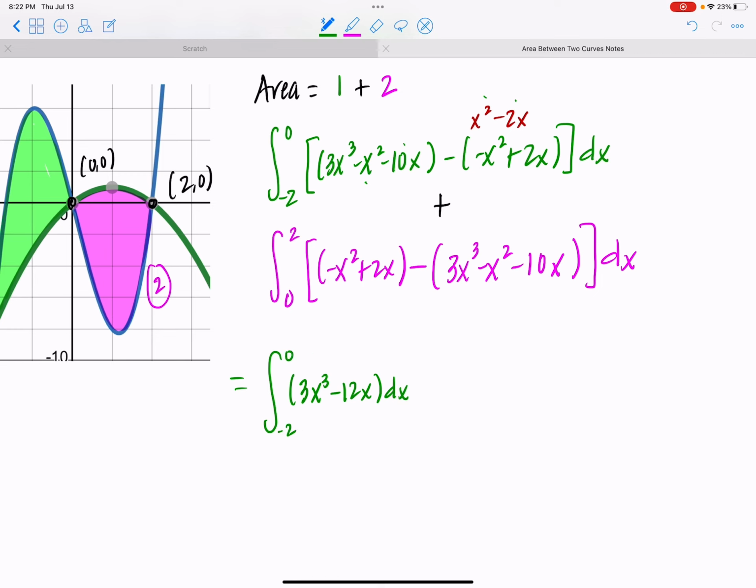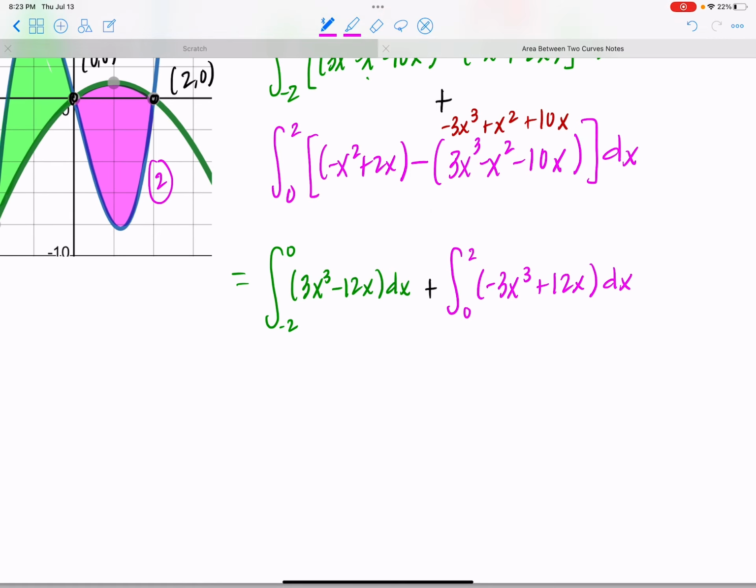And then I need to add onto that the pink one, which is from 0 to 2. So again, distributing, that's a -3x cubed, a +x squared, and a +10x. So it'll be, back to pink, a -3x cubed. Again, the x squareds are going to cancel. +2 and +10 makes +12x. All right, one step closer.